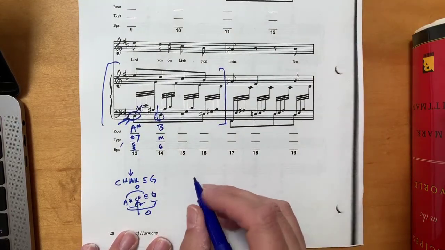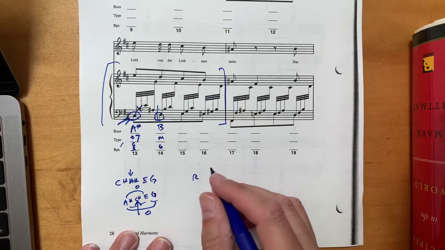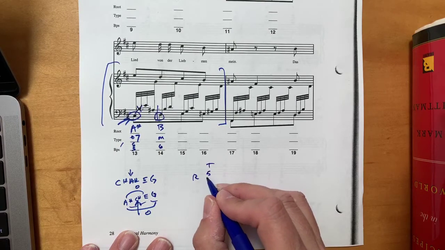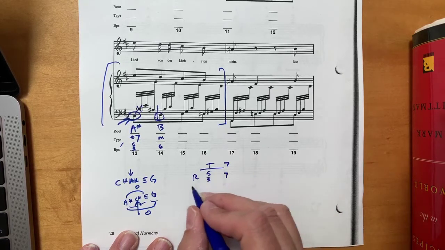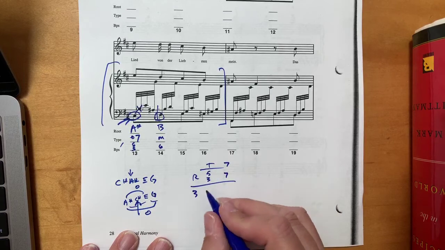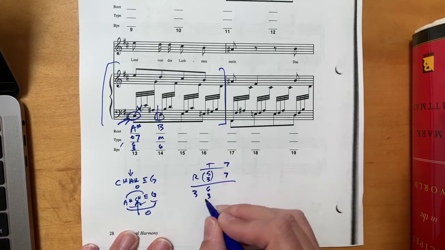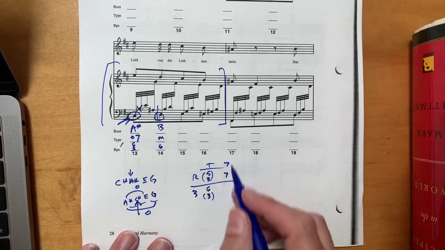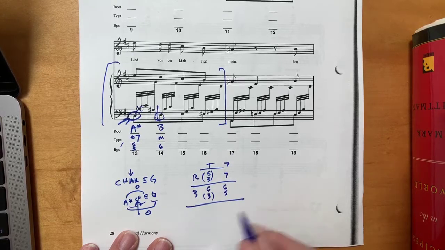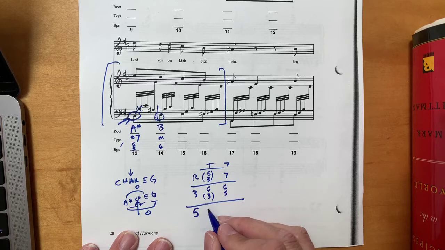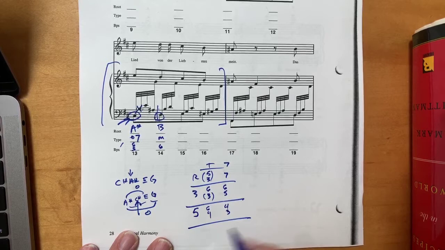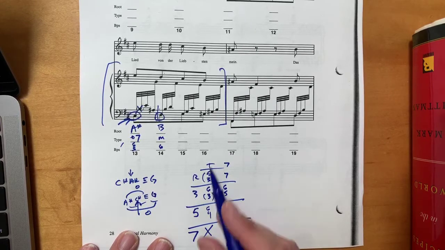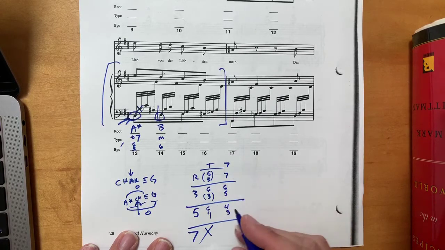Again, to summarize, the root is in the bass and it's a triad. It's 5/3. If it's a 7th chord, it's 7. If the third is in the bass and it's a triad, it's 6/3 or just 6. If it's a 7th chord, it's 6/5. The 5th is in the bass, 6/4. And for 7ths, 4/3. The 7th is in the bass. It's not a triad, obviously. And the symbol would be 4/2.